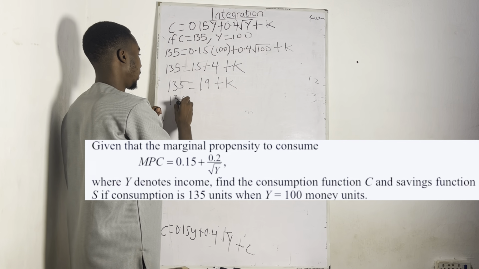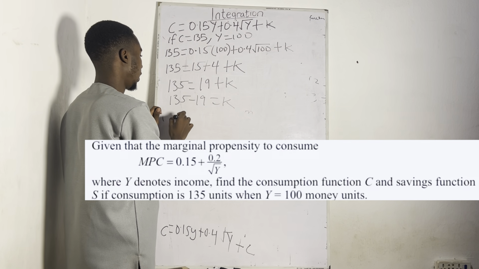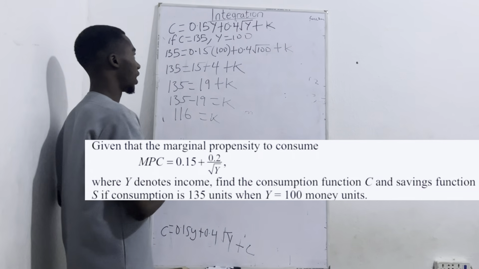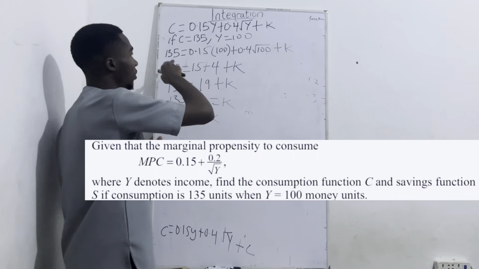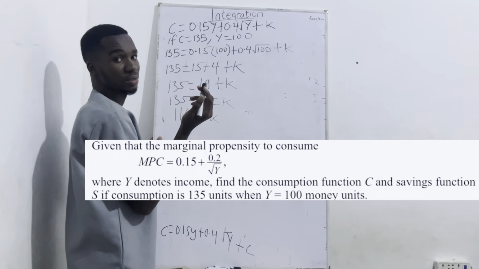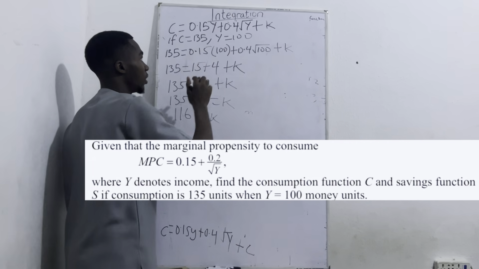So 135 minus 19 is equal to k. Then 135 minus 19 should give us 116. All right, so now that we know that our k is 116, our k is what is here. Normally it's c. But because our consumption function is also c, that's why we made it k. So you can make it any letter. You get it? So now that we know that it is 116, you just substitute it into it.